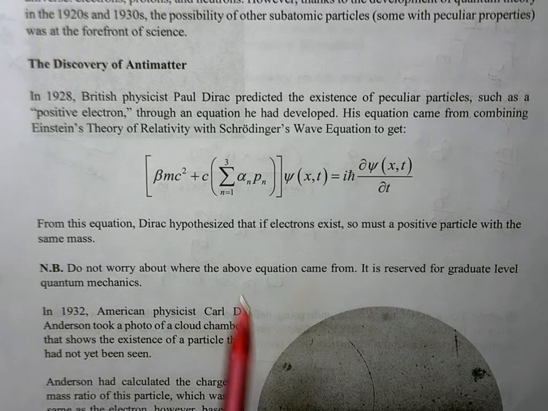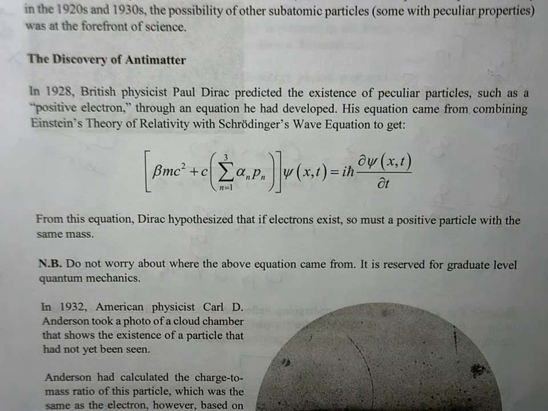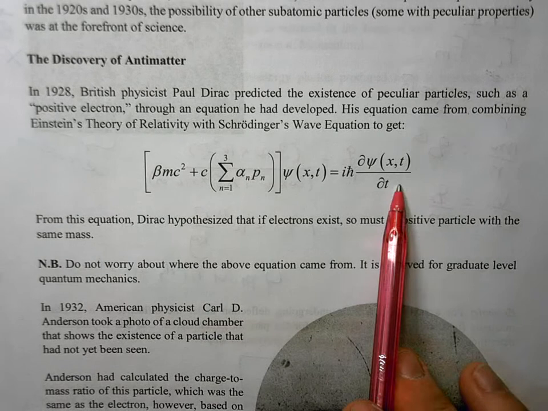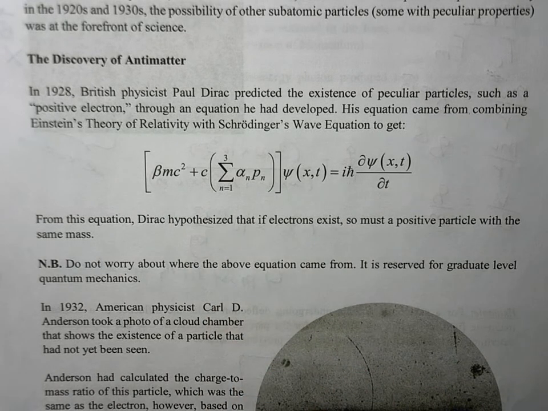And he got this through an equation that he had developed through Einstein's theory of special relativity, Schrodinger's wave equation, all that lovely stuff. Now, you don't have to know this equation at the high school level. This is a graduate level physics thing. We just included it in there for a little fun, a little scare factor. But here's the thing. Dirac predicted, theoretically, that this positive electron has to exist.